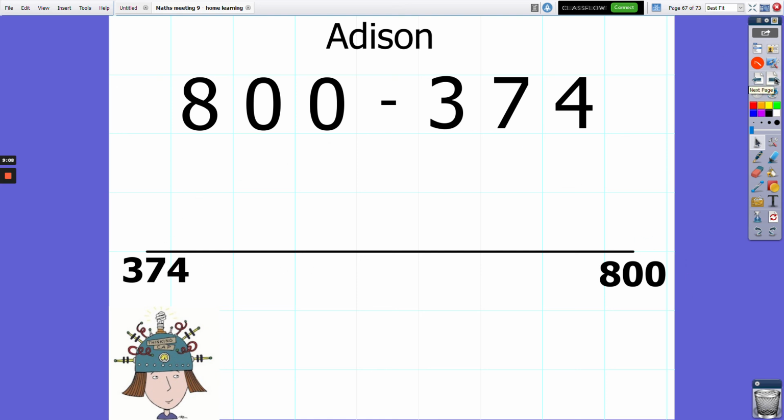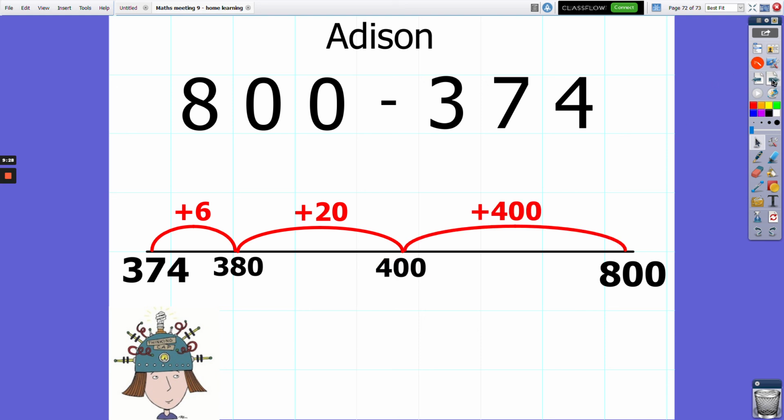So 374 plus 6 to get us the next nice multiple of 10, 380. Now we want to get to the next multiple of 100, 80 plus 20 to get us to 400. Now we're at 400 and we want to get to 800. We can do that. Add 400. Okay, so those are the steps of my number line, but what's my answer? 800 subtract 374 equals 426. Well done if you used a number line and got that answer correct.